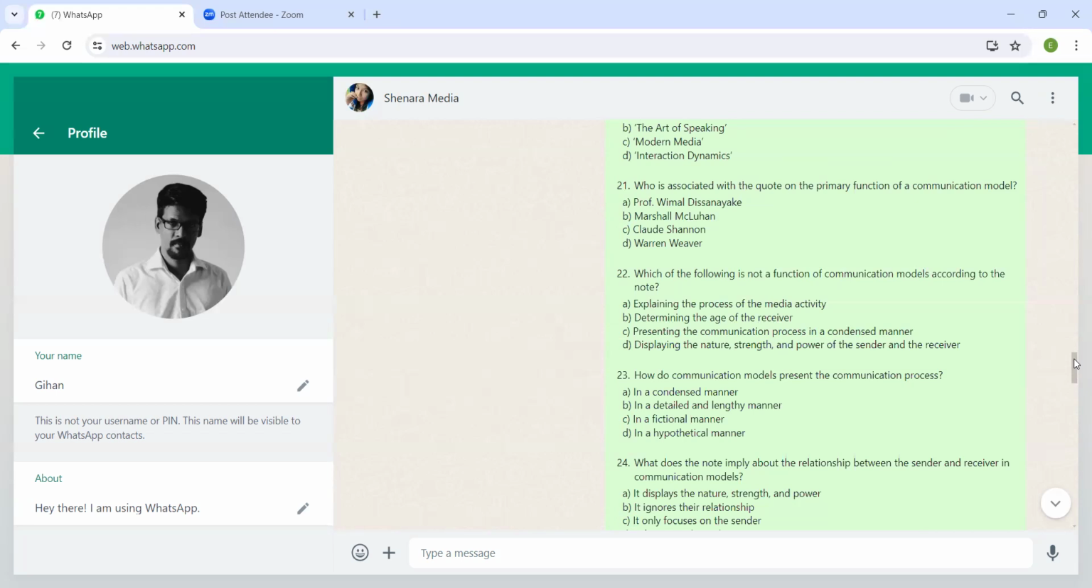How do communication models present the communication process? In a condensed manner. What's the meaning of in a condensed manner? Can you explain? Wait. I will send you a note.